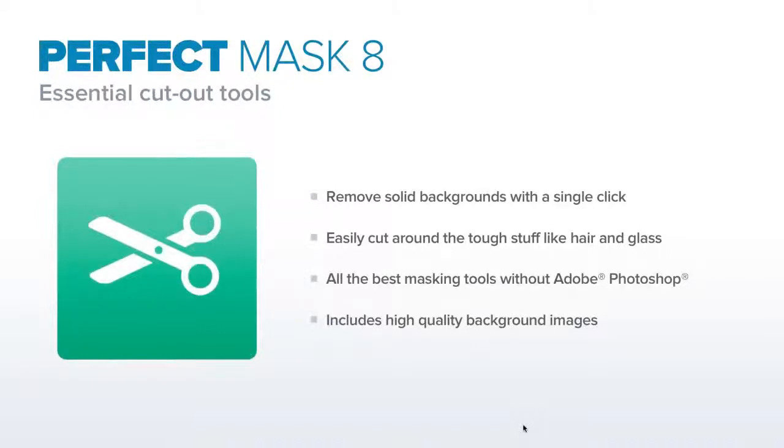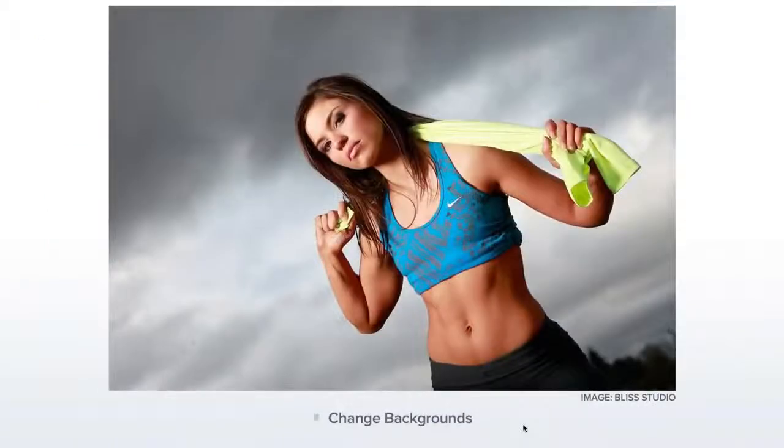And I'm going to pause for just a minute before we go into Mask to answer a few more questions. Perfect Mask gives you all the masking and selection tools that you need without having Photoshop. So if you're just using Lightroom or Aperture as your main workflow tool, you can create complex selections, you can replace backgrounds, you can replace skies, all with Perfect Mask. We even include background images with it to help you out. Here's some examples of what you can do.